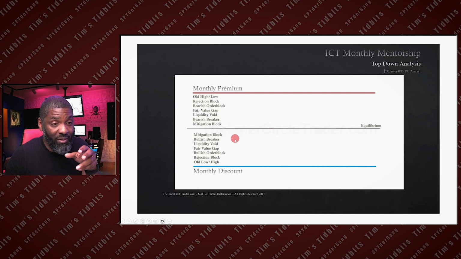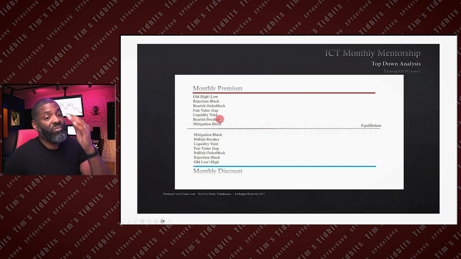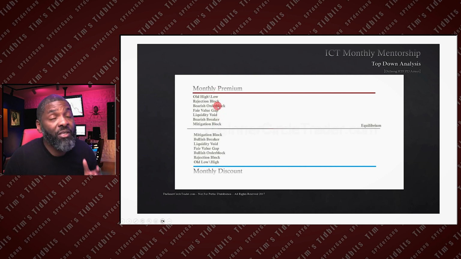And when he's standing on equilibrium, he looks down, and these are the PD arrays that he looks down at. Notice, they're all the same PD arrays, but down here they're bullish, and up here they're bearish. Meaning, when you look up into a premium, you're looking to sell. You sell in the premium and you buy in a discount. So if you're bearish, you want price to come up into a premium, and you identify the PD arrays that are present, and you're looking to sell off of those.